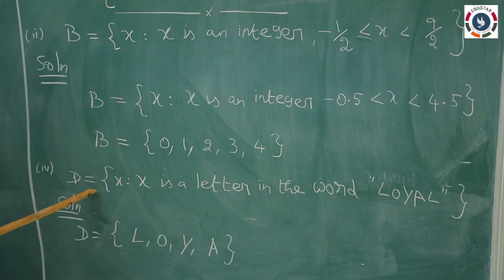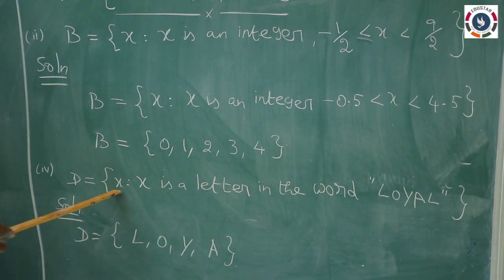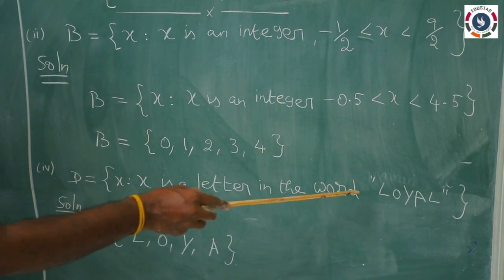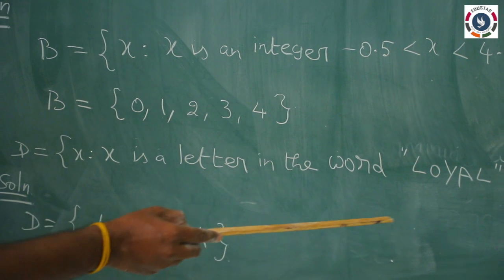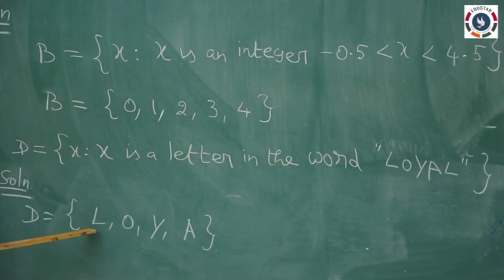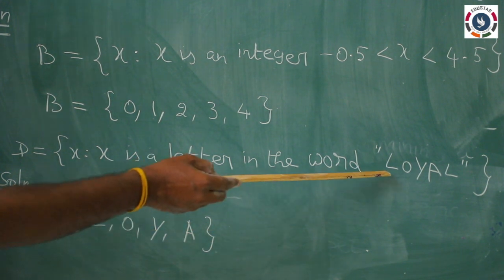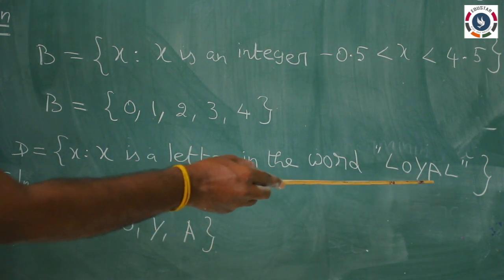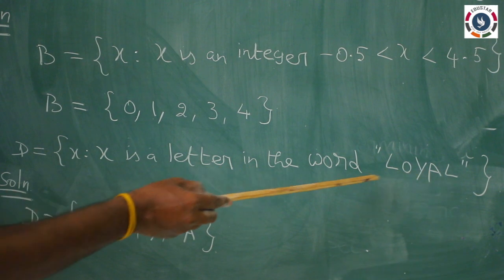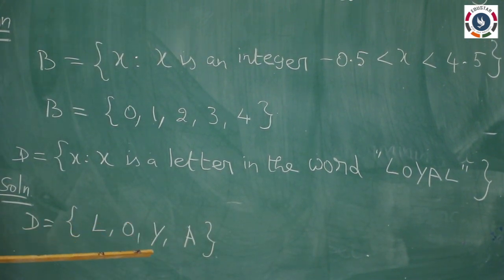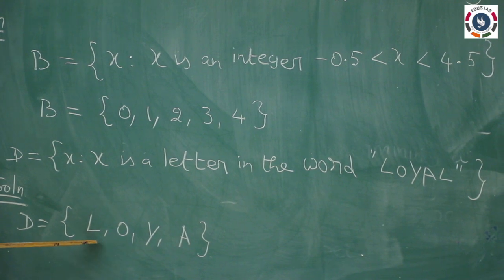So, next problem, D equal to {x : x is a letter in the word loyal}. So, D equal to {L, O, Y, A}, because L is repeated, so it already exists. L can be written only one time, that is enough.